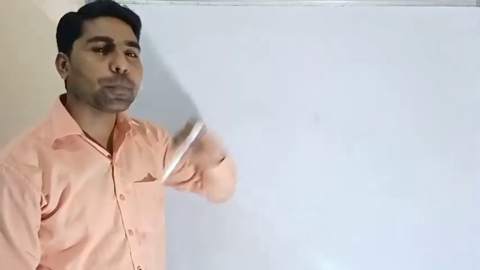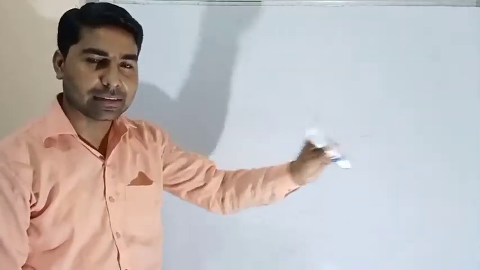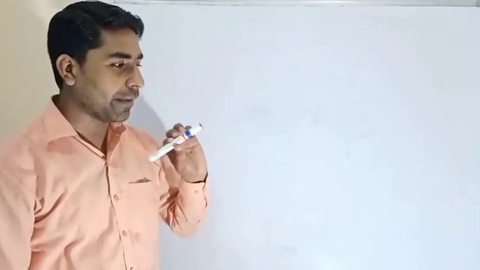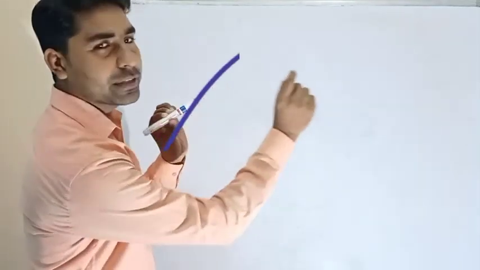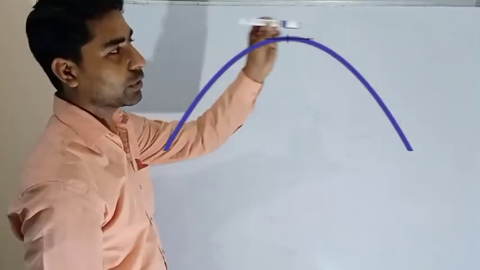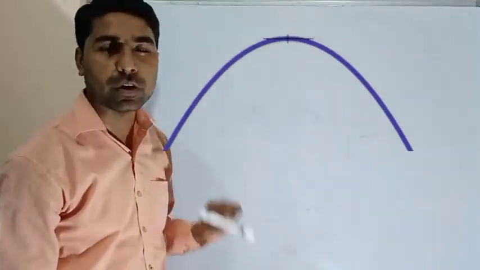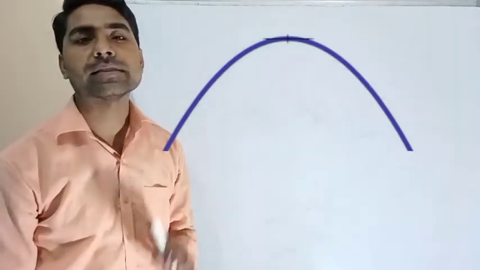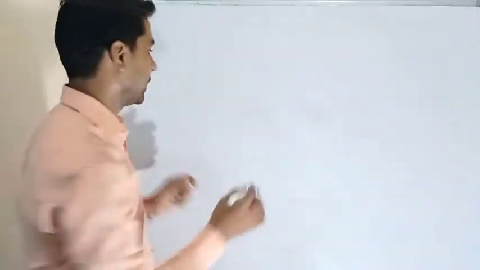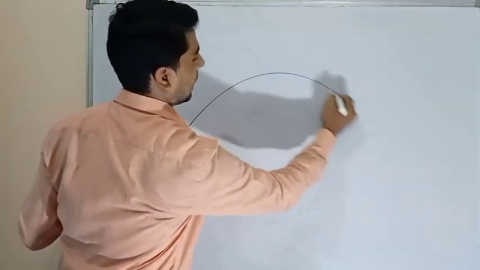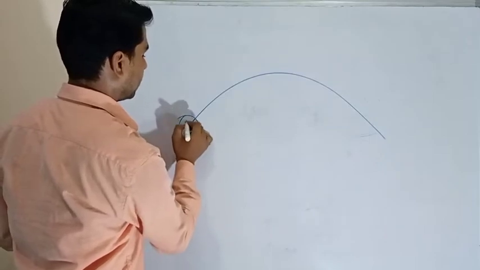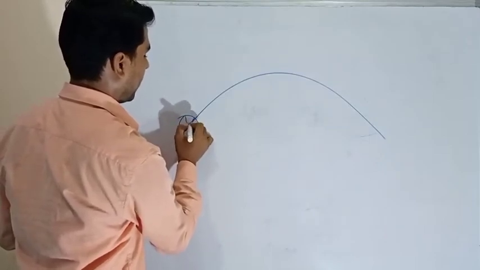So that is what? Projectile. Whatever we are throwing is a projectile. And the path along which this projectile has gone, suppose this is the path, this path is known as the trajectory. Remember, projectile and trajectory. This is the path, suppose, and here is the object, say any football.